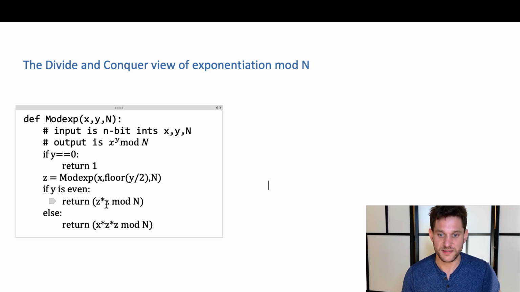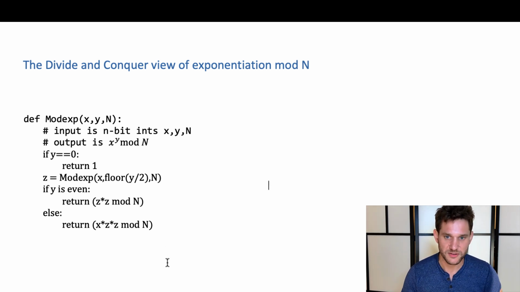It squares it if y is even, because once you compute the exponentiation mod n, you have to get z squared because we reduced y by a factor of 2. And if y was odd, we actually have to multiply by x here, because we lopped off a 1 by rounding down from y over 2. So you can think about this and check to see why this is a correct algorithm, but it's worth doing on your own time.